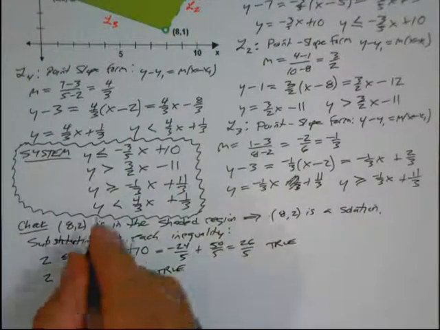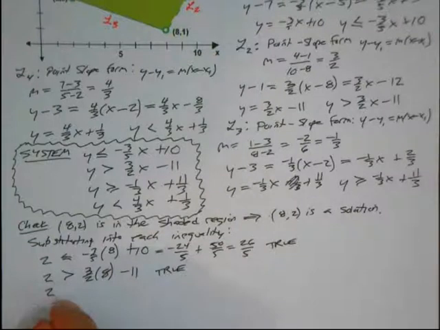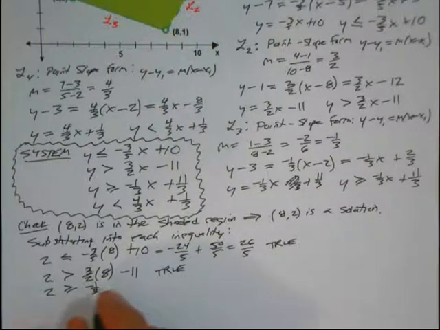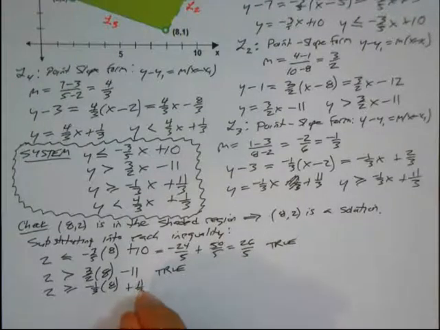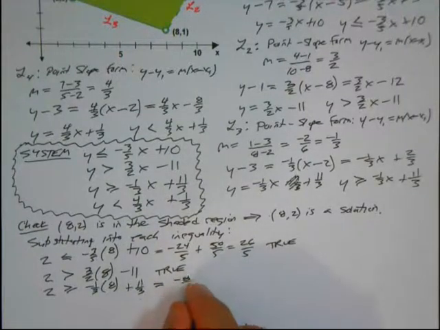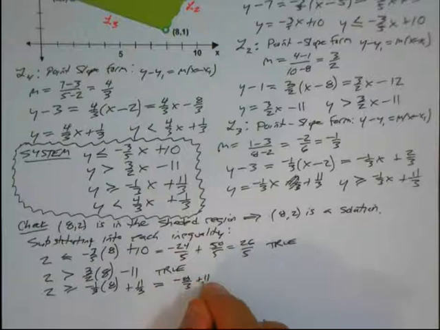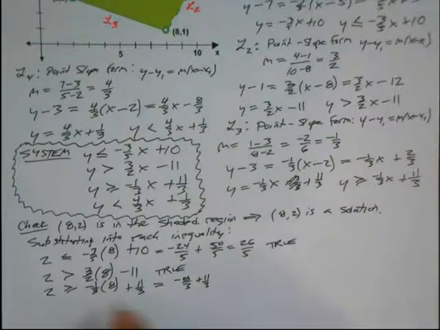Okay, third inequality. 2 substitutes for y. How about that being greater than or equal to negative 1/3 x, with x being 8, plus 11/3? Let's work out this right-hand side a bit here. This is negative 8/3 plus 11/3. That's going to be a net effect of 3/3, known as 1. 2 greater than or equal to 1? True.